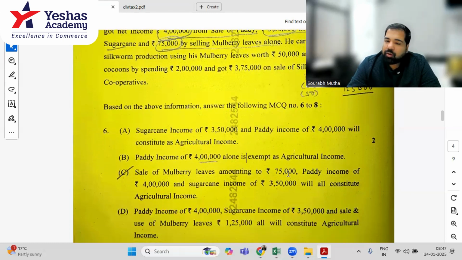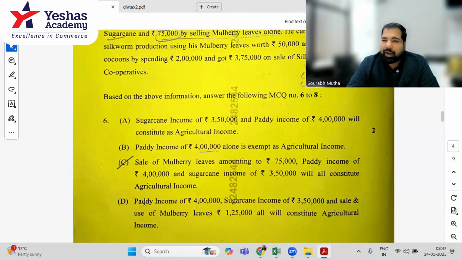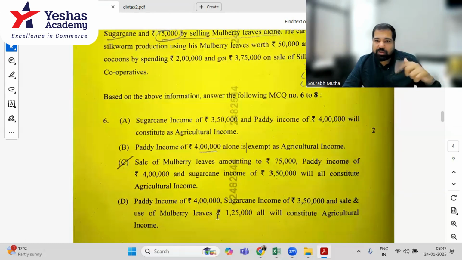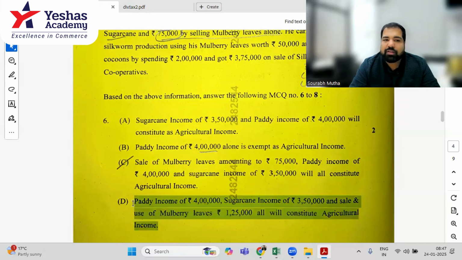Sale of mulberry leaves amounted to 75,000. Yes. Paddy income of 4 lakh and sugarcane income of 3 lakh 50 will all constitute agriculture income. Yes, but they're forgetting that 50,000 rupees. So here we go, the right answer. Paddy income of 4 lakh, sugarcane income of 3 lakh 50, and sale of mulberry leaves of 1 lakh 25. Yes, 75,000 to outsiders and 50,000 to your own self. This is agriculture income. So answer is D.